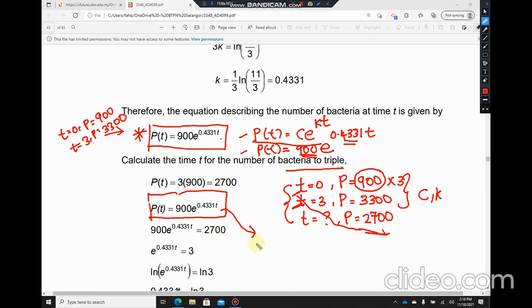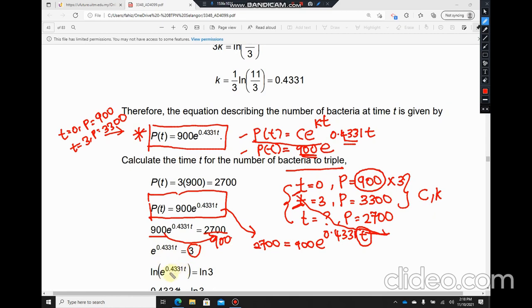So tempat P kita ganti dengan 2700 and then 900 exponent 0.4331 T. So kita cuma nak cari nilai T. Okay, so this one sama juga 900 pindah ke sini, dia akan jadi 2700 divide by 900 and then you get 3 here. So exponent 0.4331 T equals to 3.